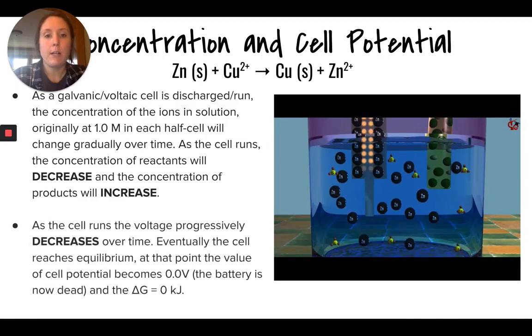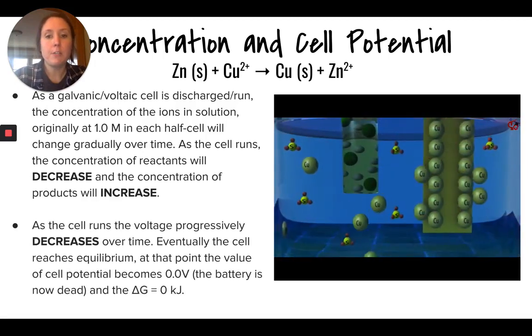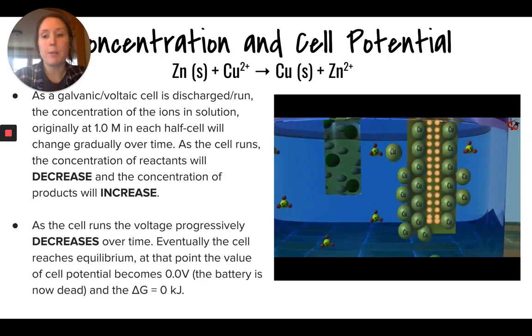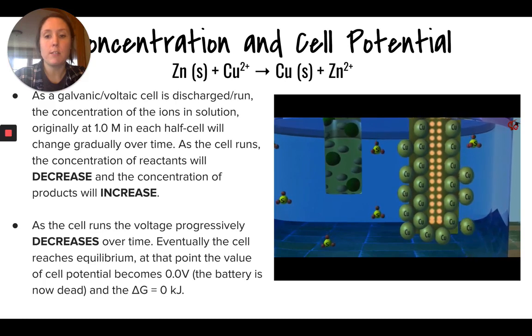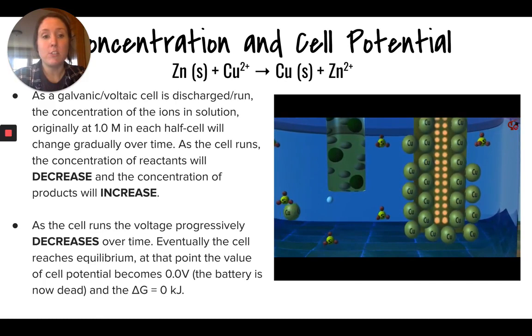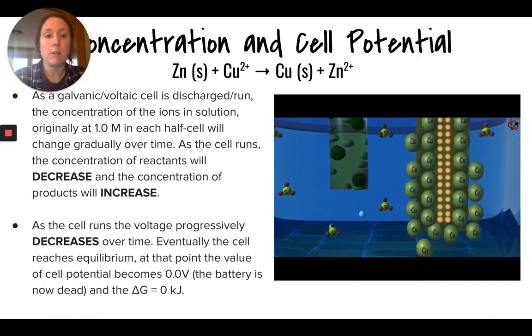As the cell runs, the voltage will progressively decrease over time. Eventually, the cell will reach equilibrium, and at that point, the value of the cell potential becomes 0 volts. The battery is now dead, and delta G equals 0.